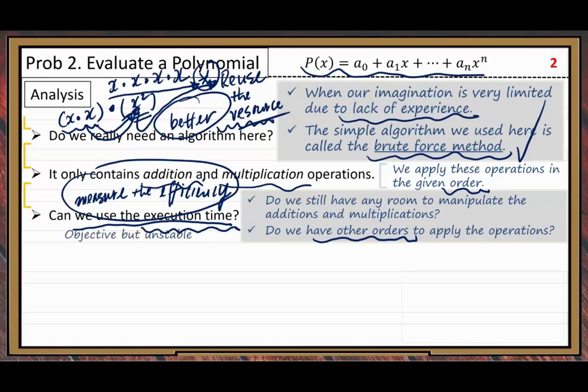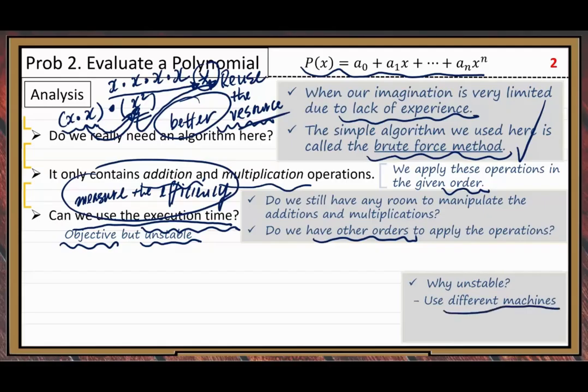But this way, the good thing is it is objective, right? But there is a problem, a serious problem. It's unstable. This method is not quite stable. How do you see unstable? Because when you run a program, let's imagine we write a program to implement our algorithm. But when you run your program, what machine do you use?